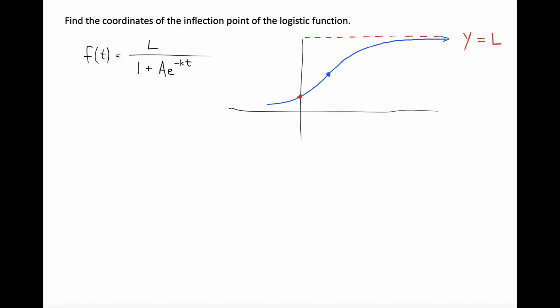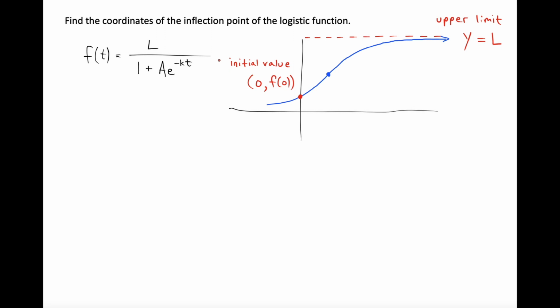There's also an important point where the logistic function crosses the y-axis. The coordinates of that point will be 0, f of 0, often called the initial value, whereas L is the upper limit.